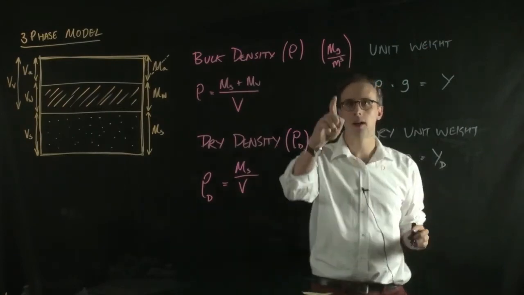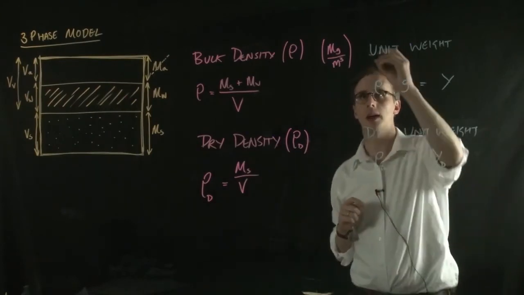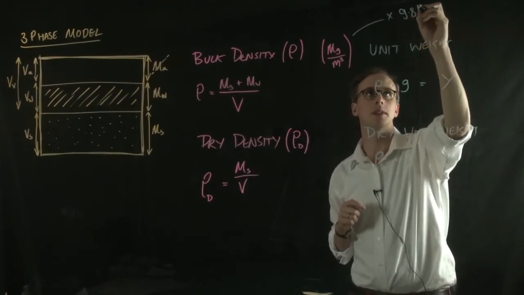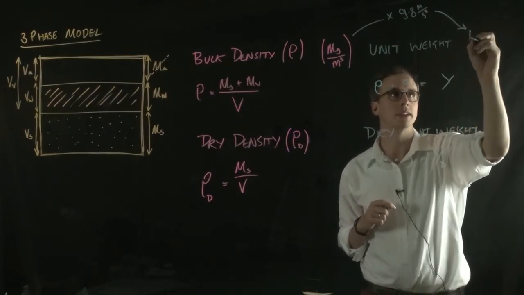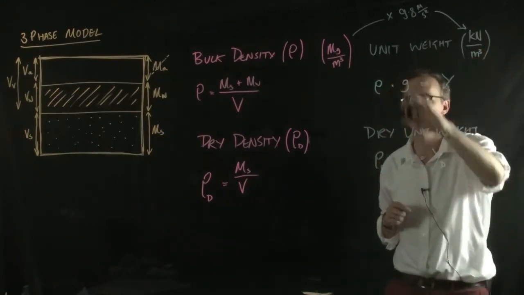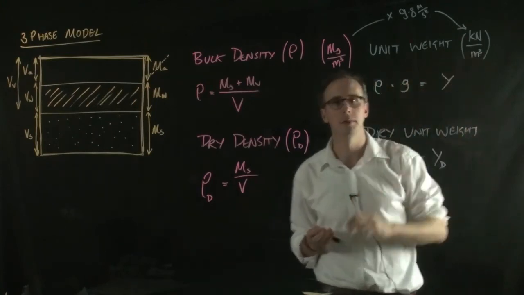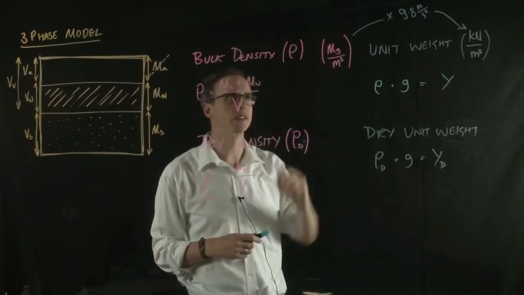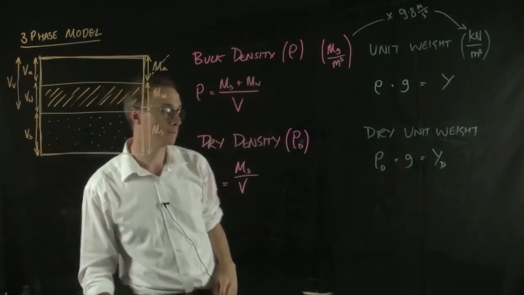Now the reason why we put this in megagrams per meter cubed is that if we multiply that by 9.8 meters per second squared, the acceleration due to gravity, the unit that comes out is in kilonewtons per meter cubed. And that's for both the dry density and the dry unit weight and the unit weight. And the kilonewtons per meter cubed is quite a useful unit in soil mechanics. So that's why we express the density in megagrams per meter cubed for the bulk density and the dry density.